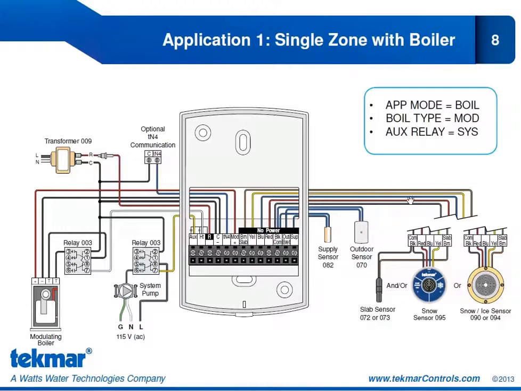So taking a look at our essential settings, application mode is boil. We are operating a boiler. What type of boiler? It is a modulating boiler. What is our auxiliary relay doing? It's operating the system pump. So those are our 3 essential settings.